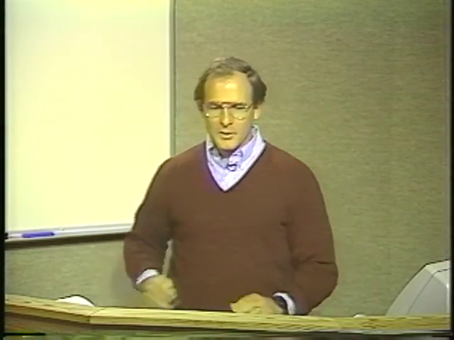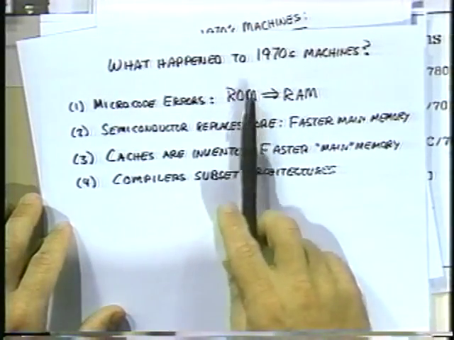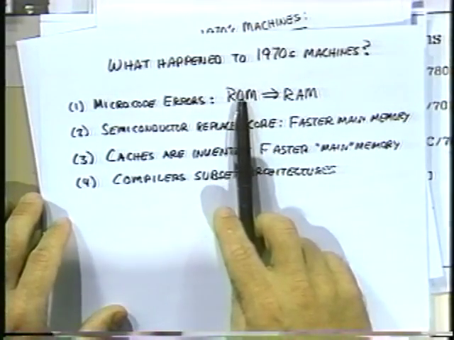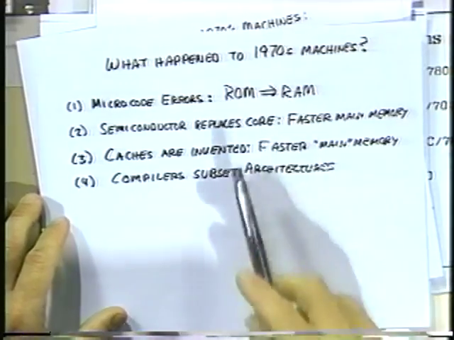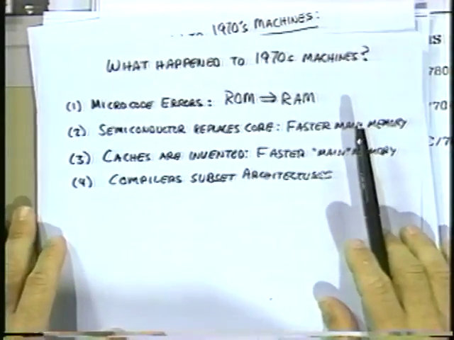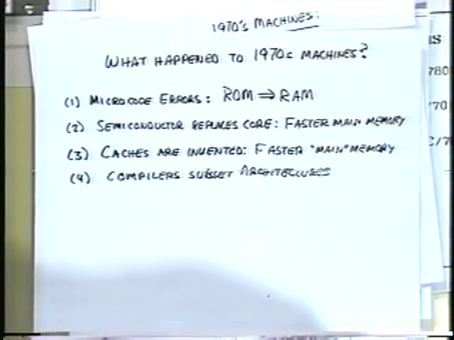So what happened to those machines of the 70s? What happened to that design style? Well, one of the first things that happened was that microcode errors changed the control store from read-only memory to random access memory. In fact, I took a leave of absence to visit DEC in the fall of '79, because DEC was frankly having problems building this VAX architecture, and there were a fair number of mistakes.